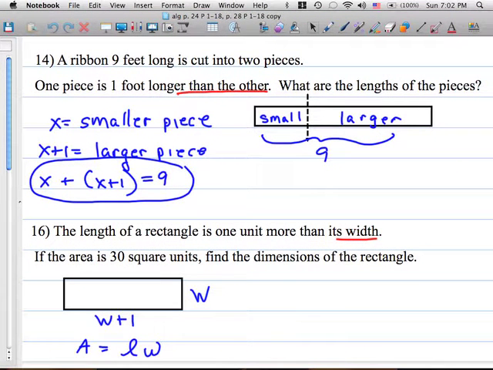Problem number 14, a ribbon 9 feet long is cut into 2 pieces. On these problems, it's a good idea to draw pictures of what's happening or the geometric shape. So a ribbon is a rectangle and it's cut into 2 pieces. It's 9 feet long. One piece is a foot longer than the other, so there's a small piece and a larger piece. So I'm going to let X equal the smaller piece, and the other piece is 1 foot longer, or X plus 1. Together they have to equal 9 feet, so the smaller piece X plus the larger piece X plus 1 equals 9.